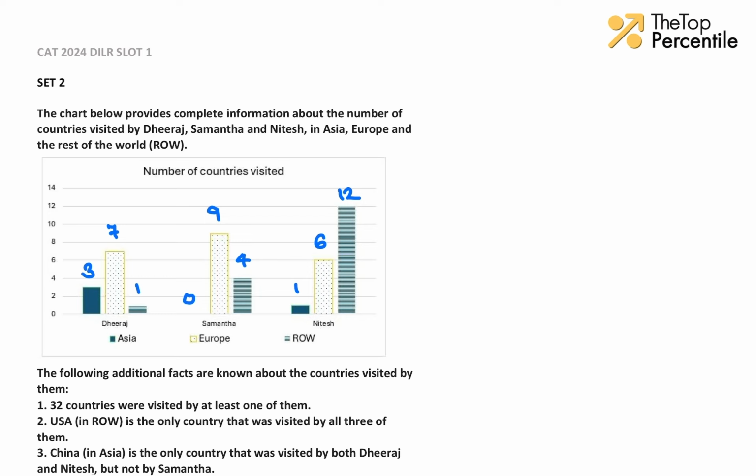The following additional facts are known about the countries visited by them. 32 countries were visited by at least one of them. Okay, we'll come back to this point later. USA, a country from the rest of the world, is the only country that was visited by all three of them. China, only country that was visited by both Dheeraj and Nitesh, but not by Samantha.